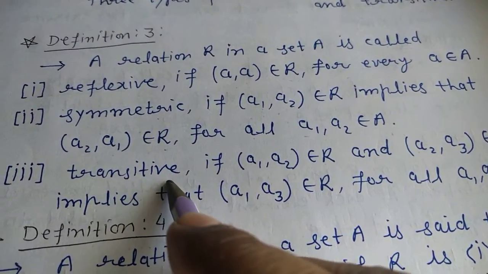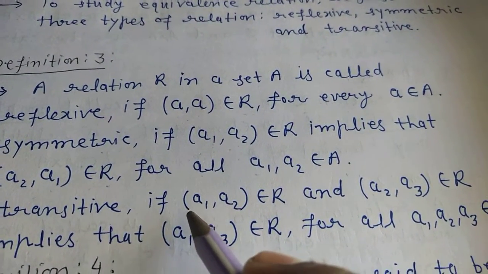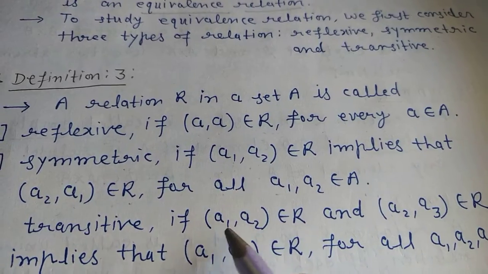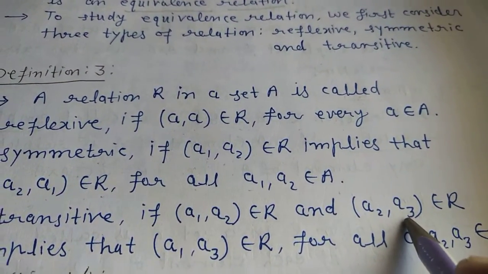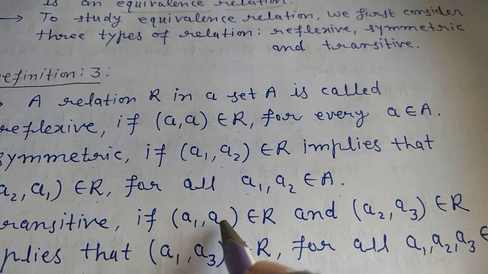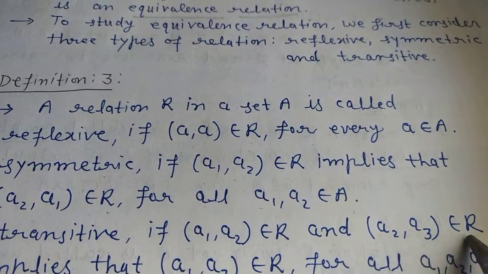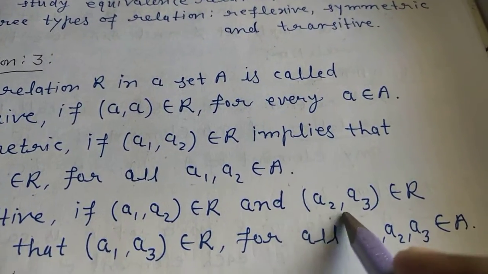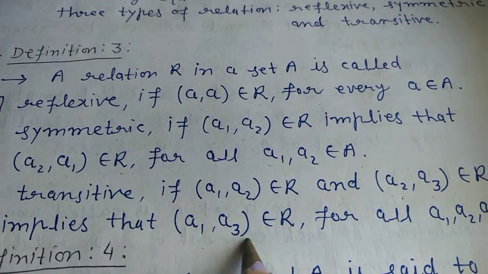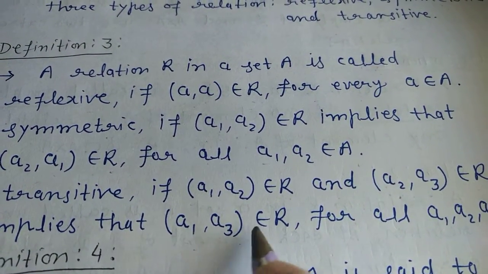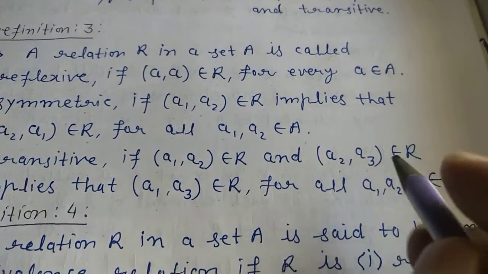In transitive we can consider three objects. Here, (a1, a2) belongs to R, meaning a1 is related to a2, and (a2, a3) belongs to R, that represents a2 is related to a3. That implies (a1, a3) belongs to R, that is a1 is also related to a3, for all a1, a2, a3 belongs to A.